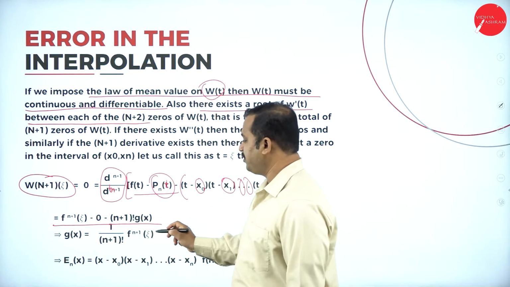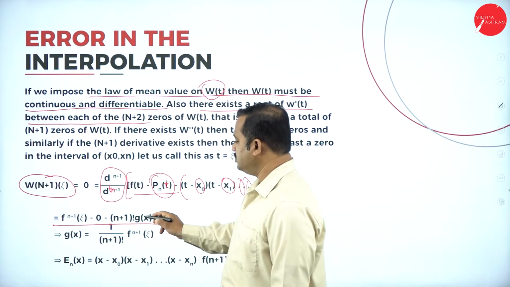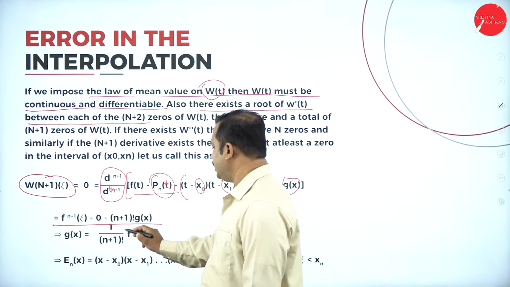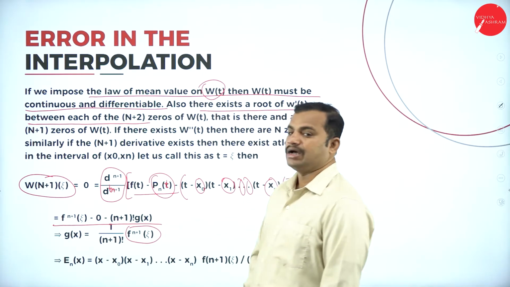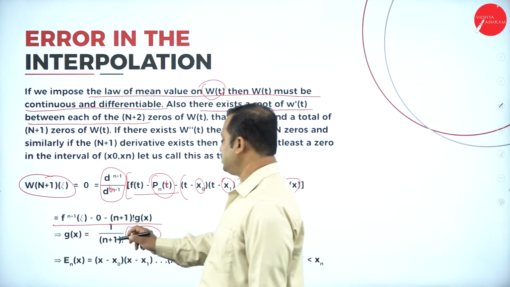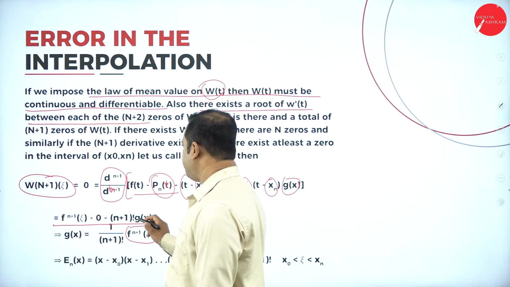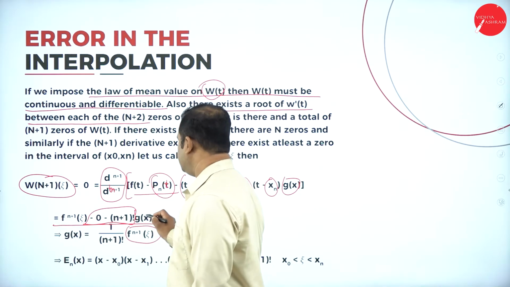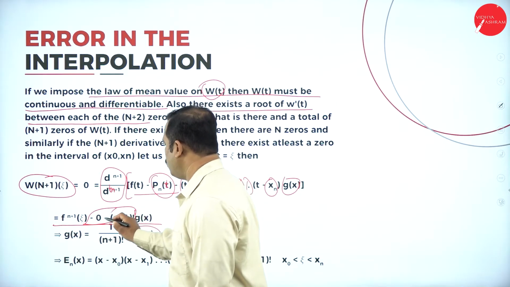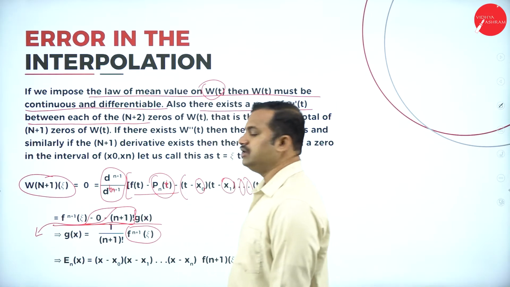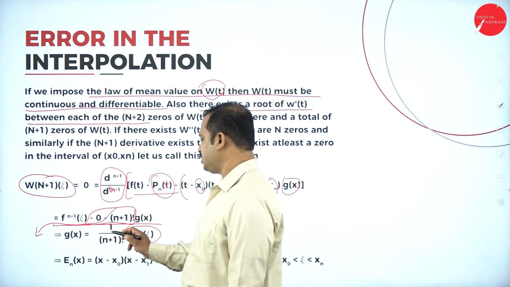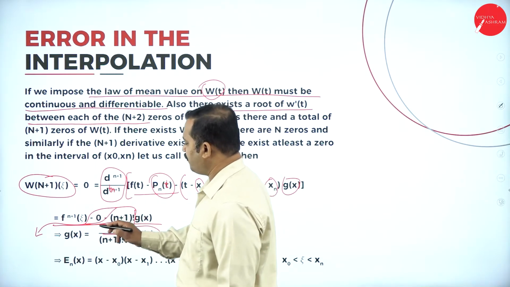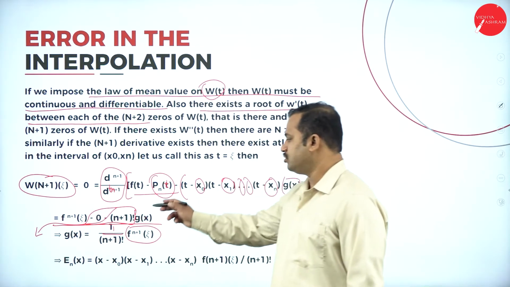Then if I further simplify this term, what happens? g of x equals 1 divided by (n+1) factorial into f^(n+1) of zeta. That means I have x here, and if I bring these terms to the denominator, g of x remains here, and this whole thing will be transferred to the denominator position. So I have the same thing here, 1 divided by (n+1) factorial into f^n of x. So this is how it is going to be simplified.